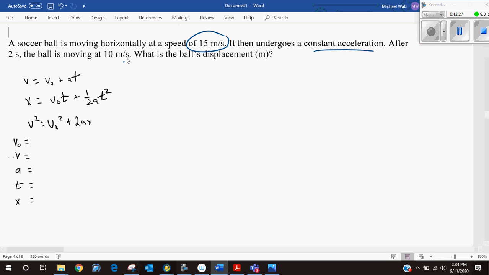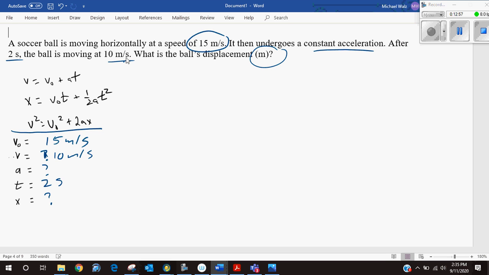undergoes a constant acceleration. After 2 seconds, the ball is moving 10 meters per second. What's the ball's displacement? Okay, so initial velocity is 15 meters per second. We don't know what the final is. Oh yeah, we do. It's 10 meters per second. We don't know what the acceleration is or the displacement, but we do know the time.